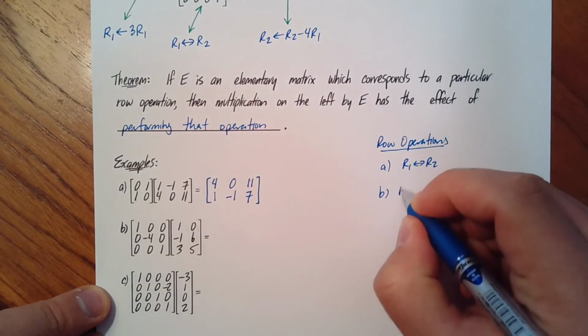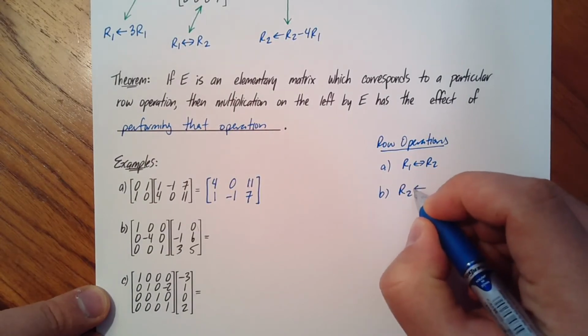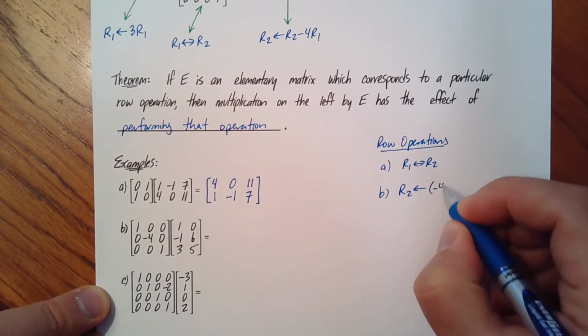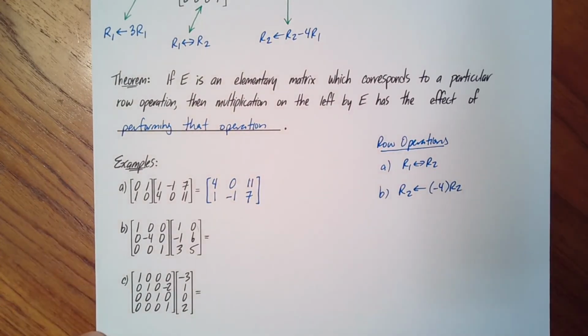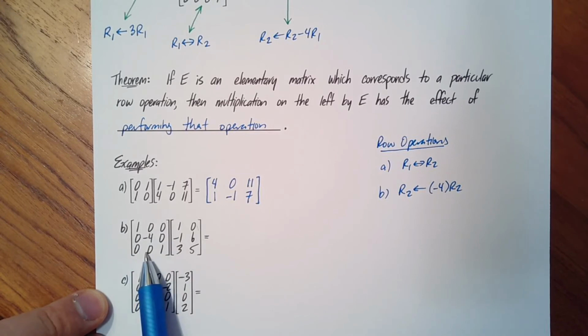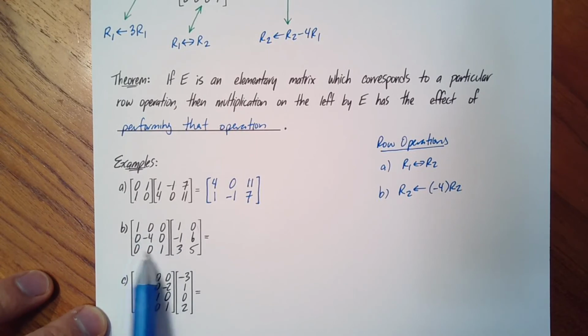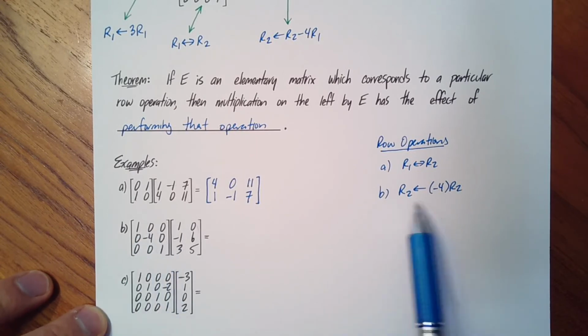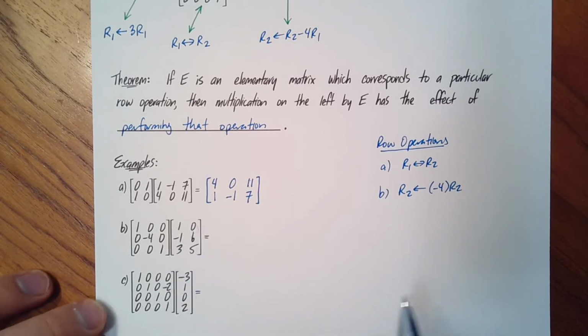So this corresponds to this operation: take row 2 and multiply it by negative 4. Okay, so instead of actually working out this product from scratch, we know we're going to get, it's a 3 by 3 multiplied by a 3 by 2. The result is going to be a 3 by 2, and we could work it out entry by entry. But just use the fact that forming this product with this elementary matrix on the left is going to have the same effect as simply performing this row operation on this matrix. So that's what we're going to do.